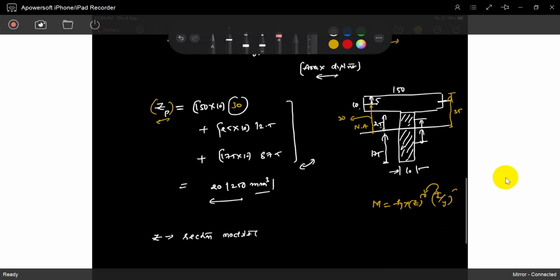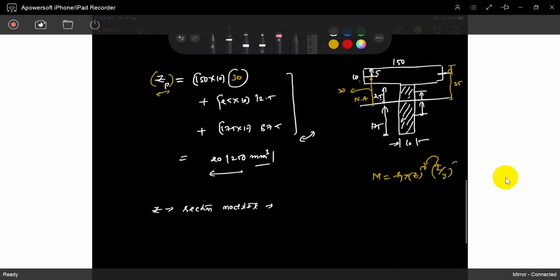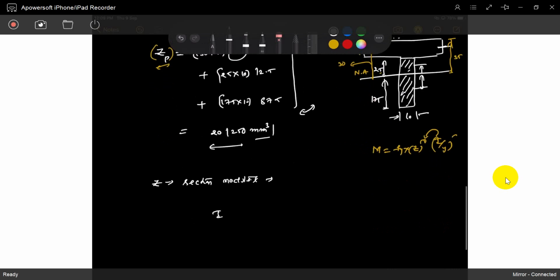What is the section modulus, sir? Section modulus is I by Y. So what is I? Find out the I. This is the section: 150 by 10, 200 by 10. Find out the I.